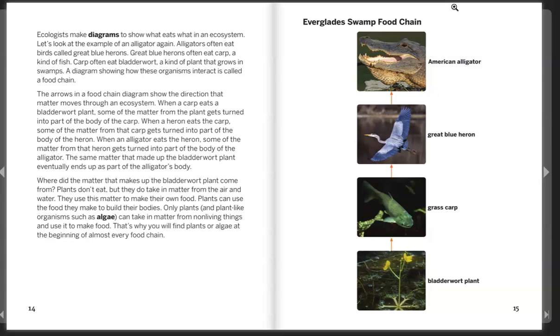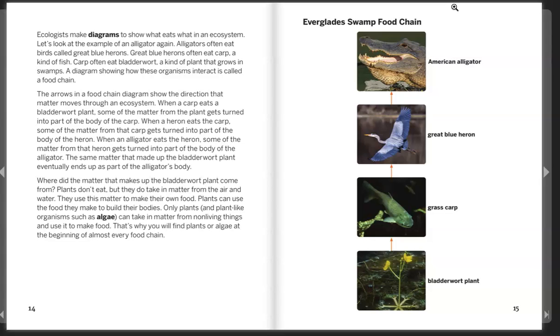The arrows in a food chain diagram show the direction that matter moves through an ecosystem. When a carp eats a bladderwort plant, some of the matter from the plant gets turned into part of the body of the carp. When a heron eats the carp, some of the matter from that carp gets turned into part of the body of the heron. When an alligator eats the heron, some of the matter from the heron gets turned into part of the body of the alligator.